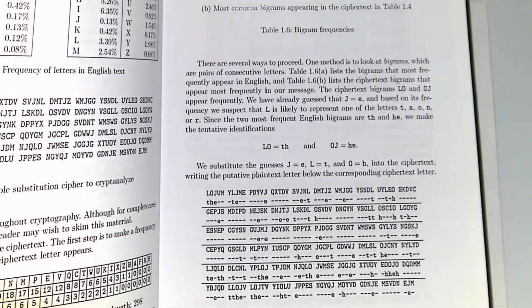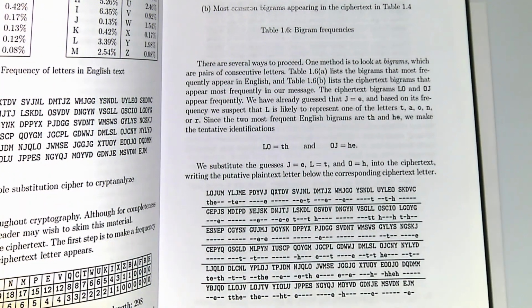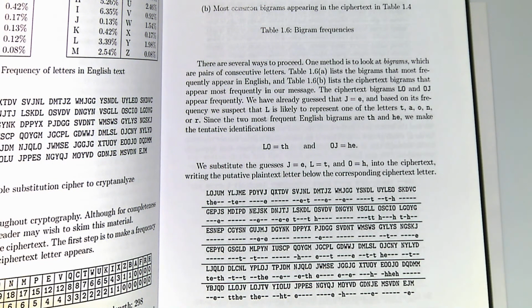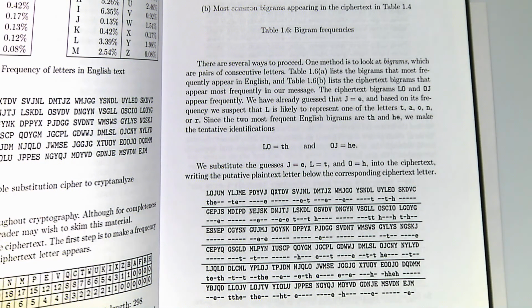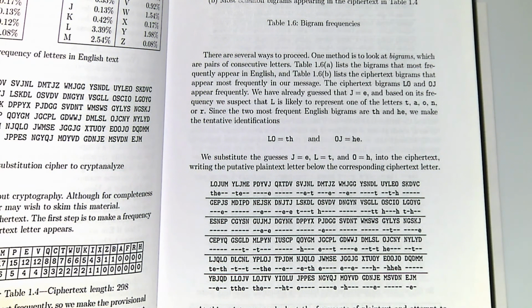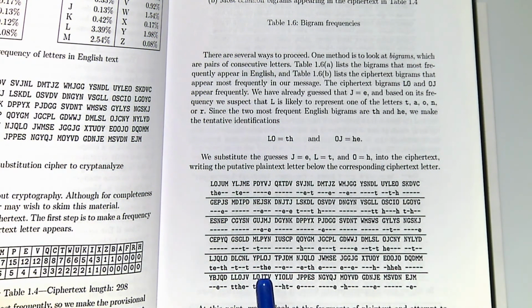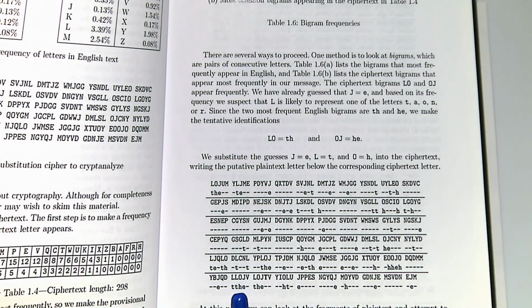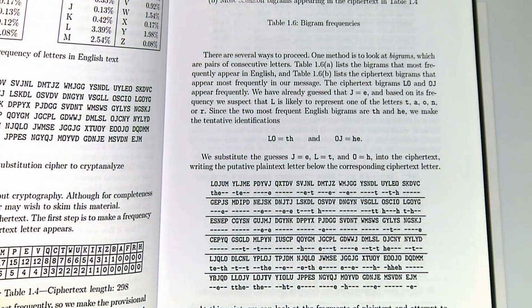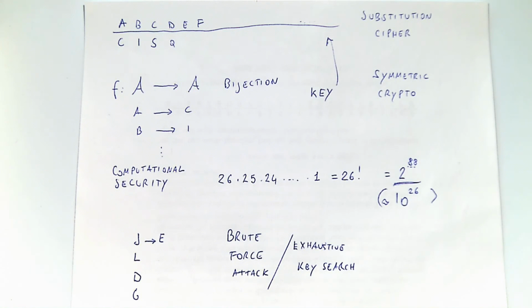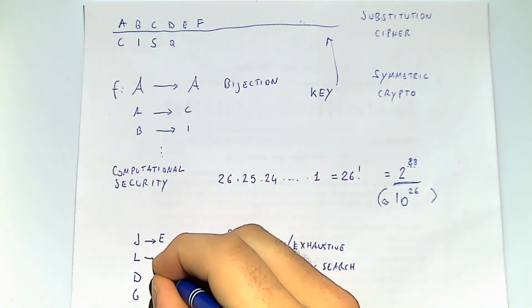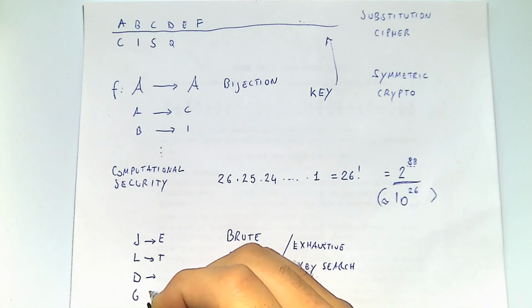So what the book does here is that it guesses that J is equal to E, like we did before, the L is equal to T, and the O is equal to H. And then you already have a good chunk of plaintext here. And you see in some cases there is a THE here, a TTHE down here. So there are some indicative chunks already there. So what we did: L to T, and the O to H.